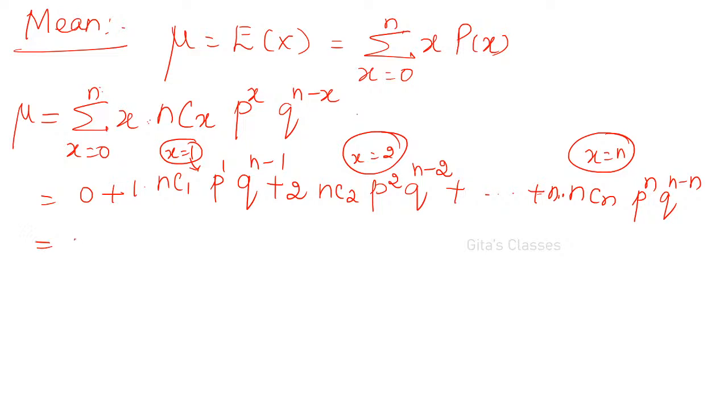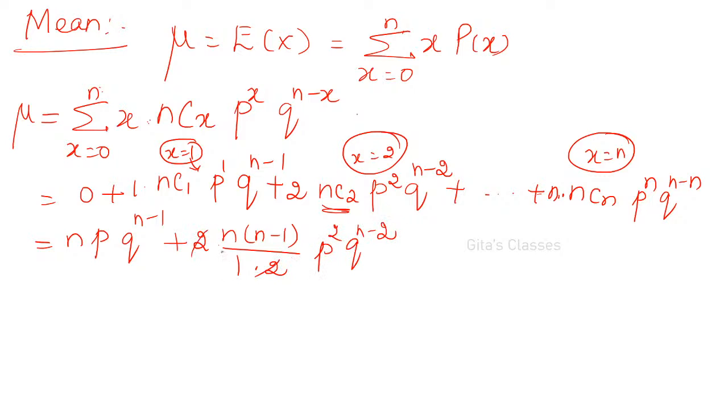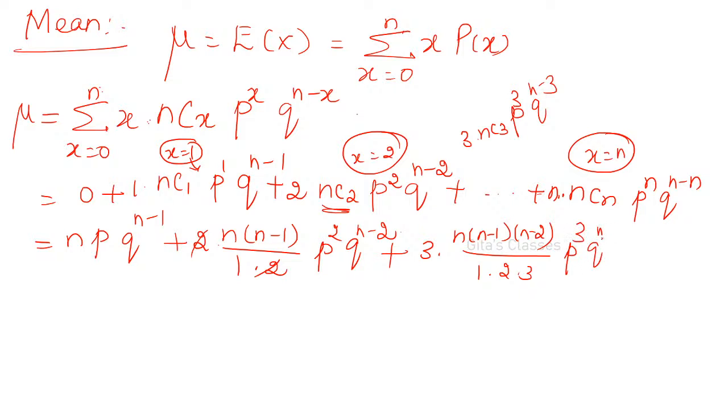Okay. So here again nC1 is n. p^1, so p into q^(n minus 1), plus 2 into nC2. You expand this: nC2 is nothing but n into n minus 1 by 1 into 2, into p squared into q^(n minus 2), right? This 2 will get cancelled here. Plus I'll write one more term: 3 into nC3 into p cube into q^(n minus 3). So the next term will be 3 into n into n minus 1 into n minus 2 divided by 1 into 2 into 3, into p cube q^(n minus 3), right? So 3 will get cancelled, plus etc., plus n into nCn is 1, so p^n and q^0.